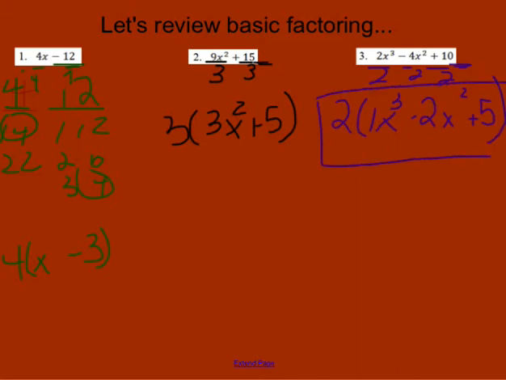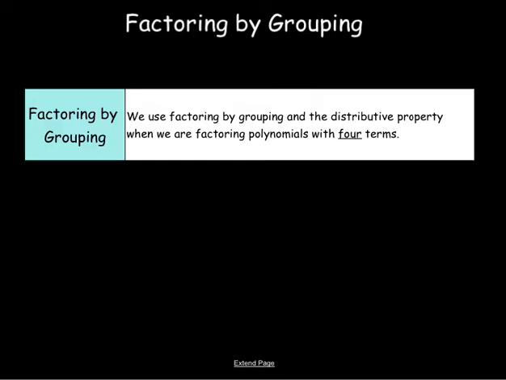So now let's take a look and see how we're going to apply this. We use factoring by grouping and the distributive property when we're factoring polynomials with 4 terms. That is the biggest thing you need to know going into this: everything needs to have 4 terms in order for us to use this method. If it doesn't, then right now the only thing we can do is what we did yesterday.